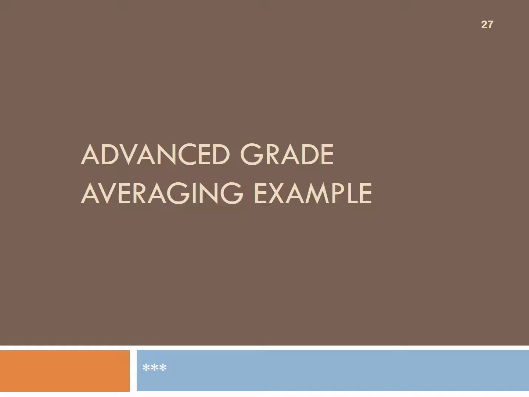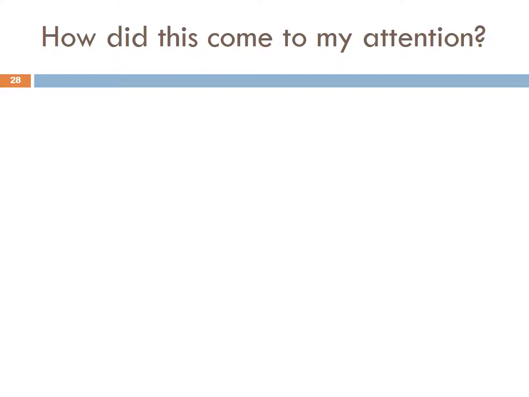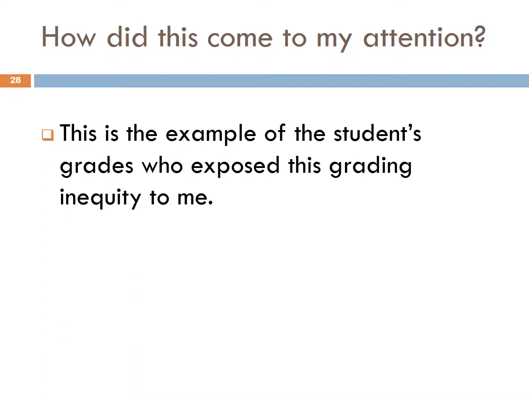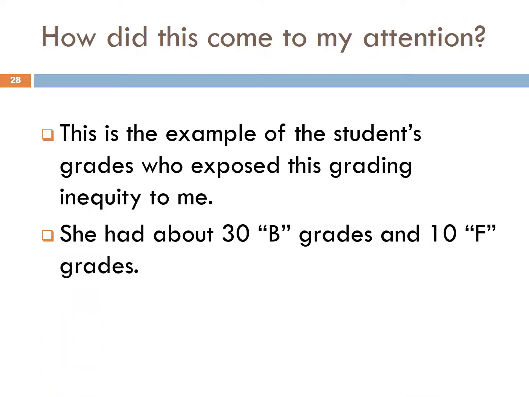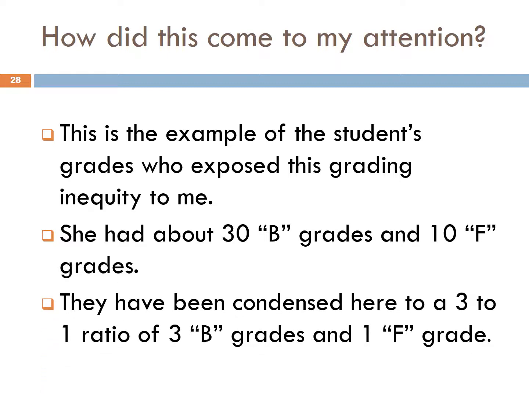Let's look at an advanced grade averaging example. How did this come to my attention? This is the example of the student's grades who exposed this grading inequity to me. She had about 30 B grades and 10 F grades. They have been condensed here to a 3 to 1 ratio of 3 B grades and 1 F grade.